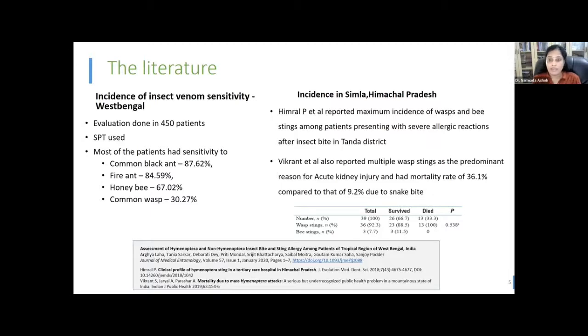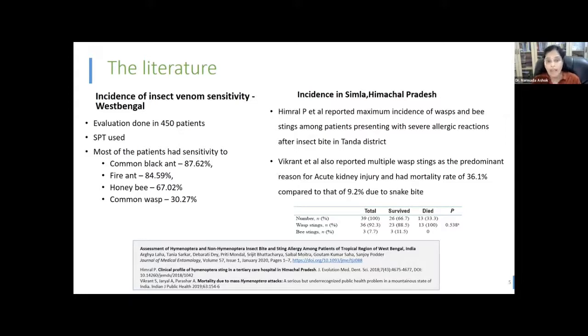Now, coming to the report from Himra et al., he has reported maximum instances of wasp and bee stings among the patients presenting with severe allergic reaction in Tanda district. And Vikrant et al. have also reported multiple wasp stings as a predominant reason for acute kidney injury, which had a mortality rate of about 36.1%. Interestingly, this was higher compared to that of snake bite, which was only 9.2%.